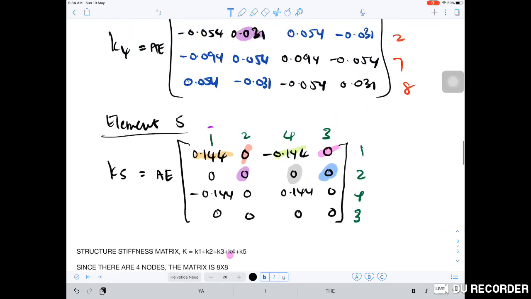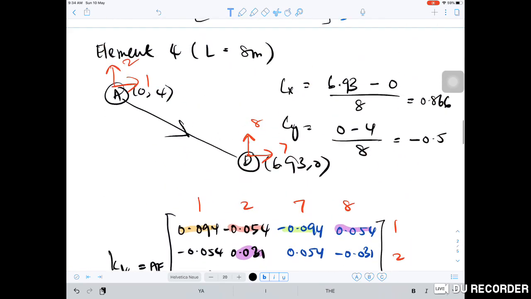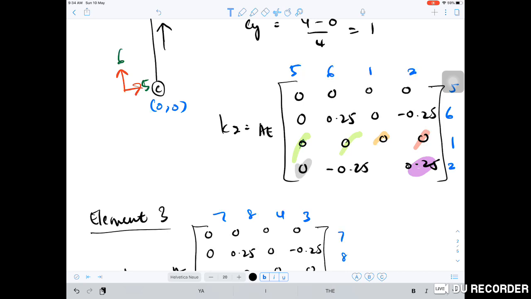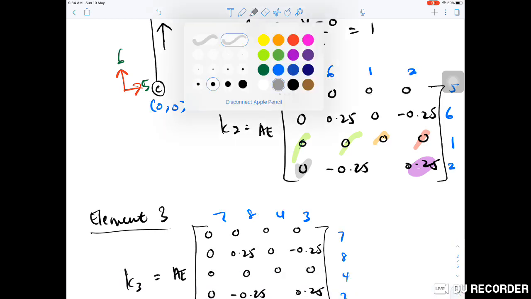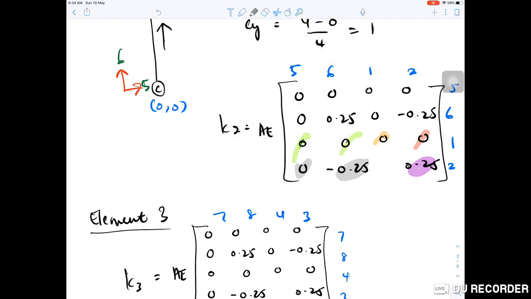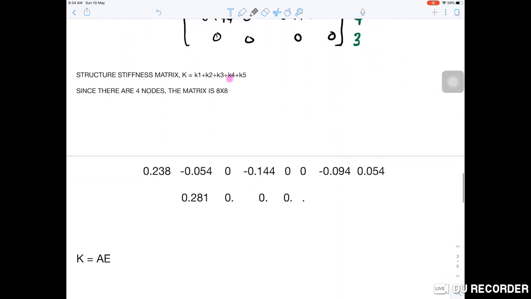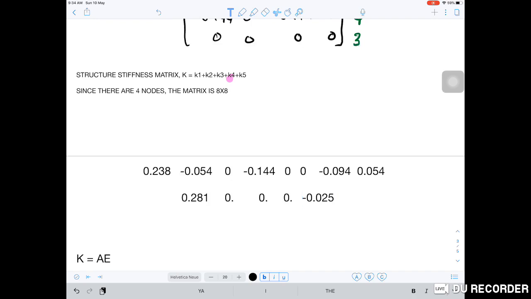2 6. Where's 2 6? No, no, no, here. 2 6 is negative 0.025. Okay, like this.